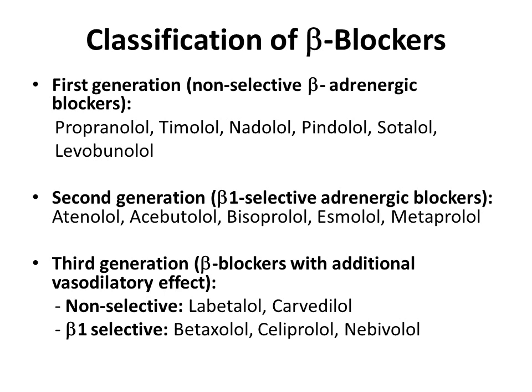The second generation beta 1 selective adrenergic blockers. They include atenolol, acebutolol, bisoprolol, esmolol and metoprolol. The third generation beta blockers with additional vasodilatory effect. They include the non-selective class, that is the labetalol and carvedilol. The beta 1 selective include betaxolol, celiprolol and nebivolol.